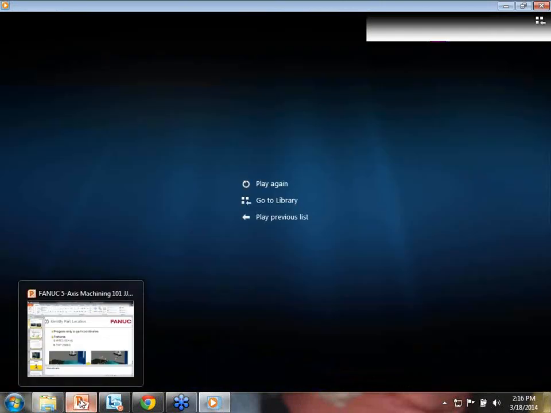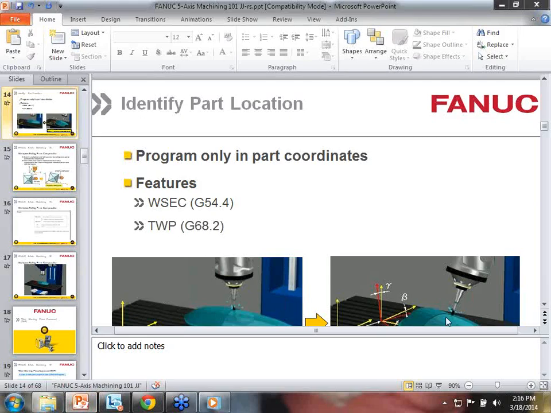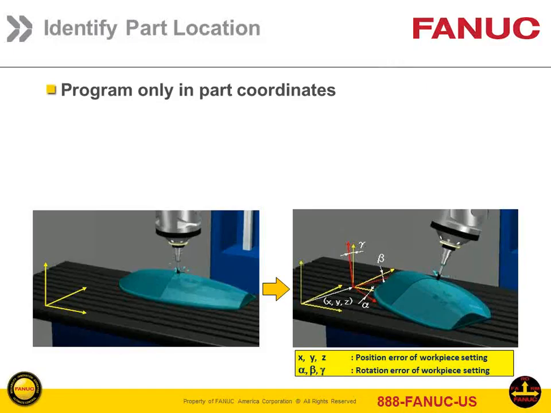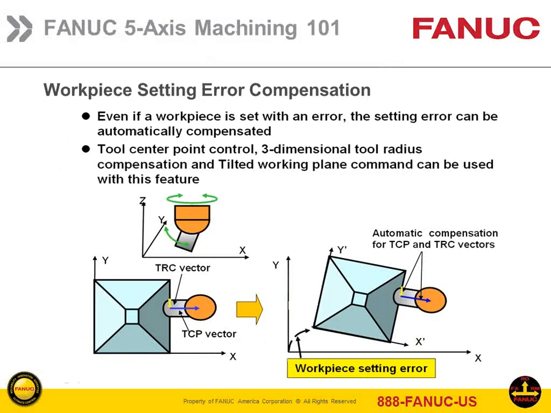All right, so that's the beauty of that. And now if we go back to our PowerPoint presentation, again, it's important that you identify the part location. And with Workpiece Setting Error Compensation, you can use it to offset an error on your workpiece, your work holding. And with it, you can turn on Tool Center Point Control, 3-dimensional tool nose radius compensation, and tilted working plane all at the same time. So you can have all those in effect while you're doing this.